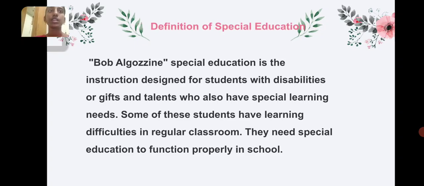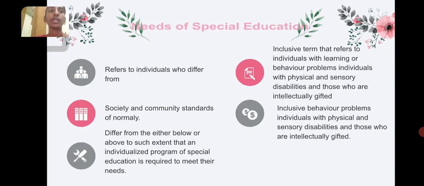Meaning and definition of special education. Bloom and Olgum: special education is instruction designed for students with disabilities or gifts and talents who also have special learning needs. Some of these students have learning difficulties in the regular classroom. They need special education to function properly in the school.